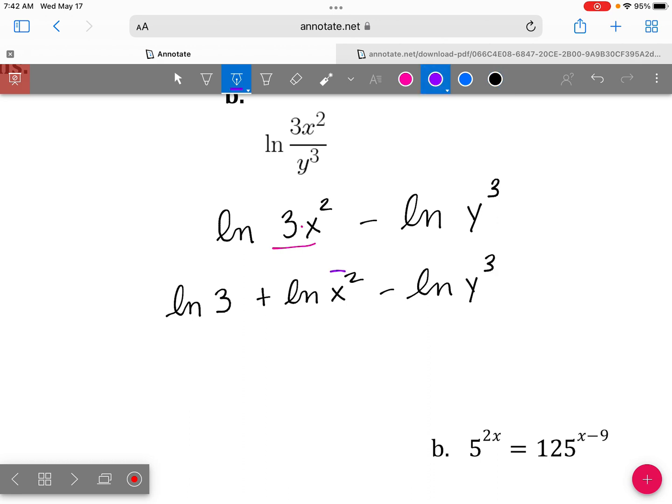And then our last piece is to grab those powers and bring them down as coefficients. We're going to have our natural log of 3 plus 2 natural log of x minus 3 natural log of y. And that is as far out as I can get that. I can't do anything to make it bigger. The whole point of expanding is trying to make it as big as possible.